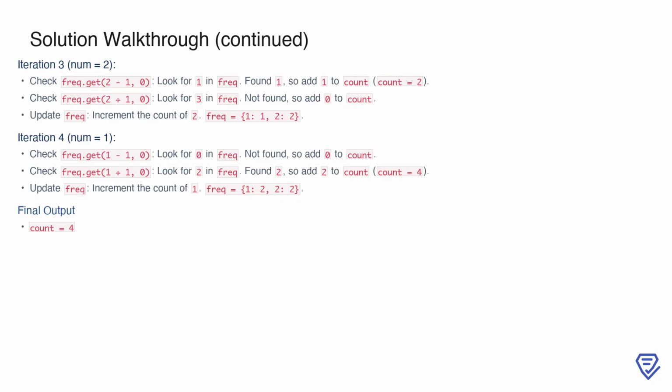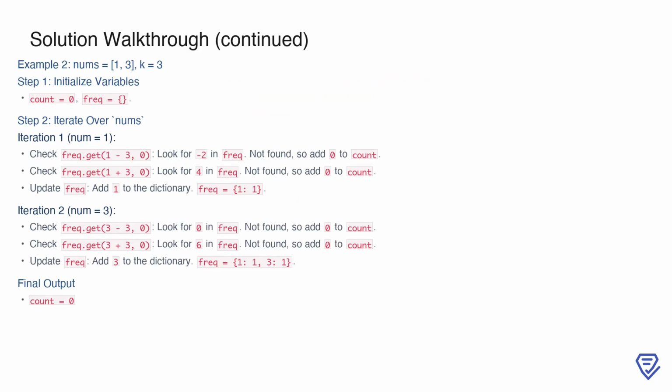However, adding k to 1 gives us 2, which is in frequency with a count of 2. This means we add 2 to our count, bringing the total to 4. Updating frequency to include another occurrence of 1, we end with frequency as 1, 2, 2, 2. The final count is 4 valid pairs.